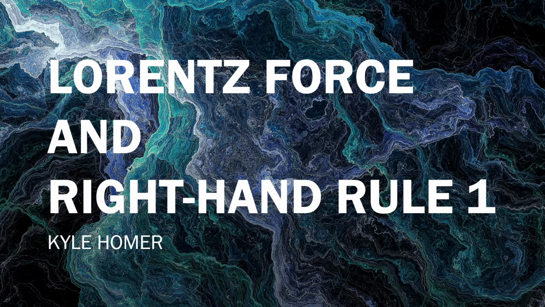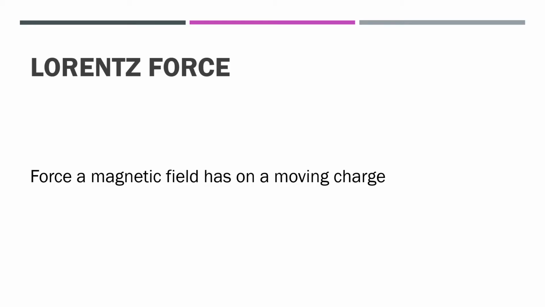Alright guys, so today we're going to talk about the Lorentz force and the right-hand rule 1. Very simply put, it's the force a magnetic field has on a moving charge. But where does this come from? How does this force even happen?